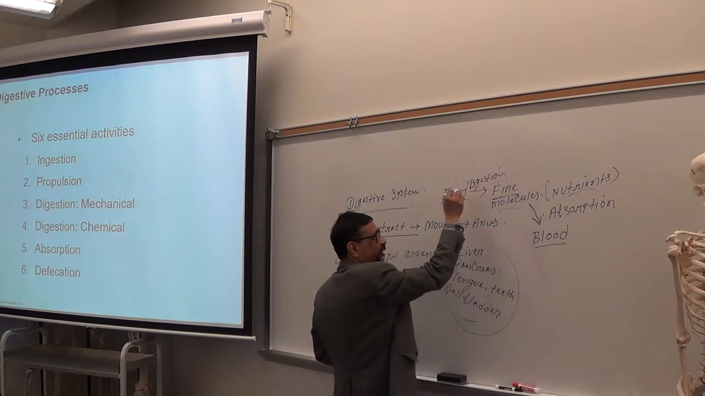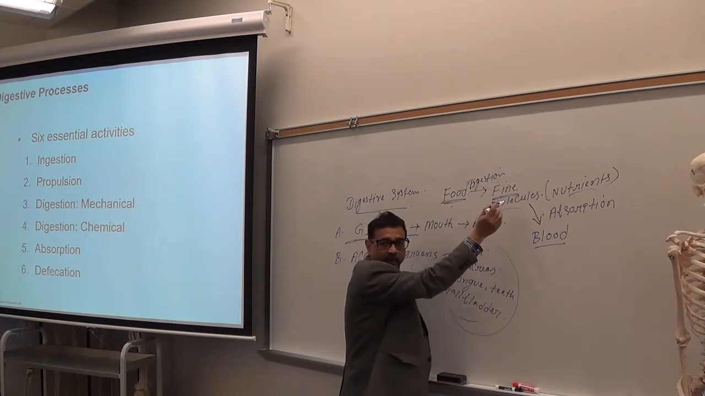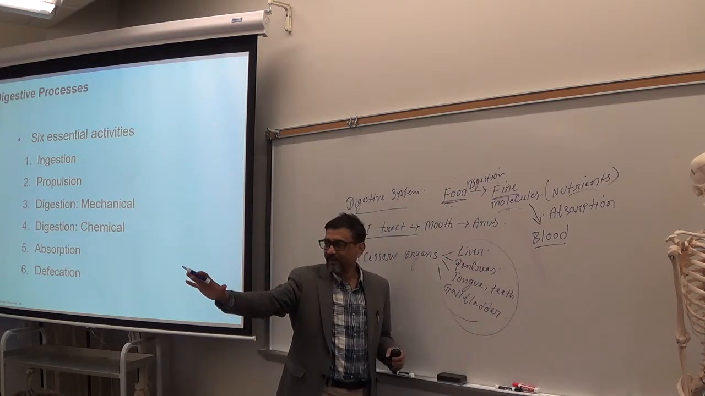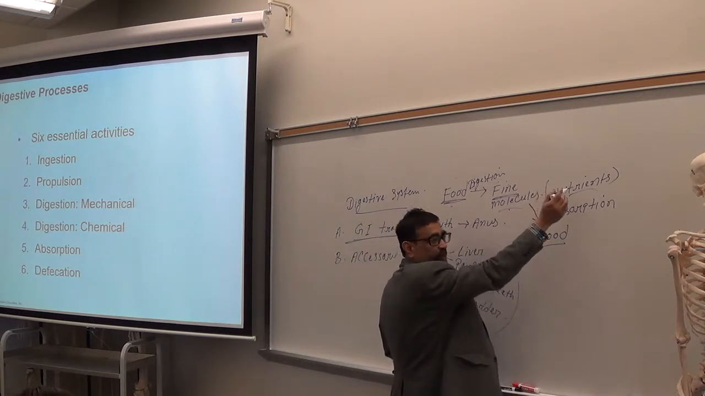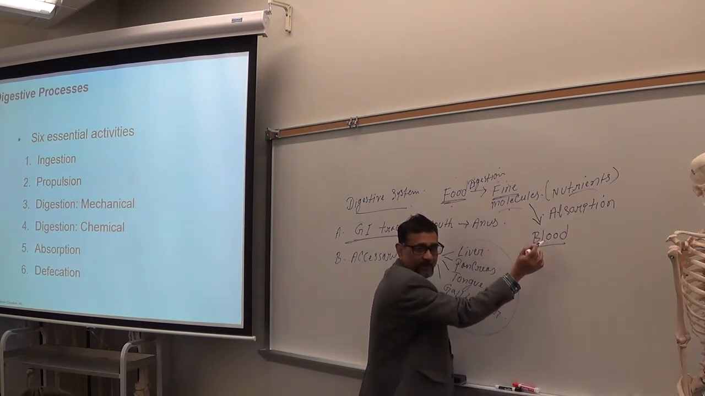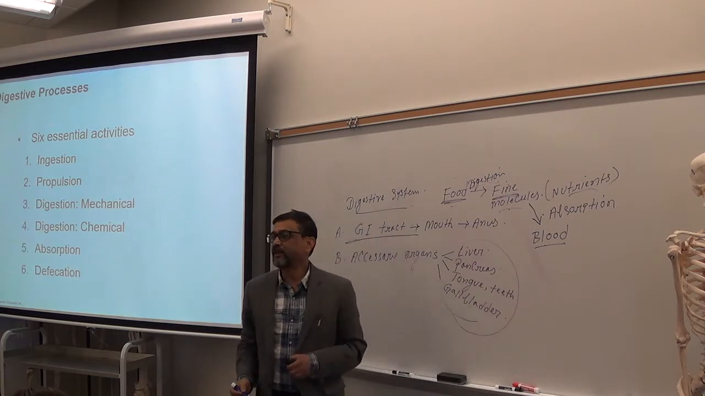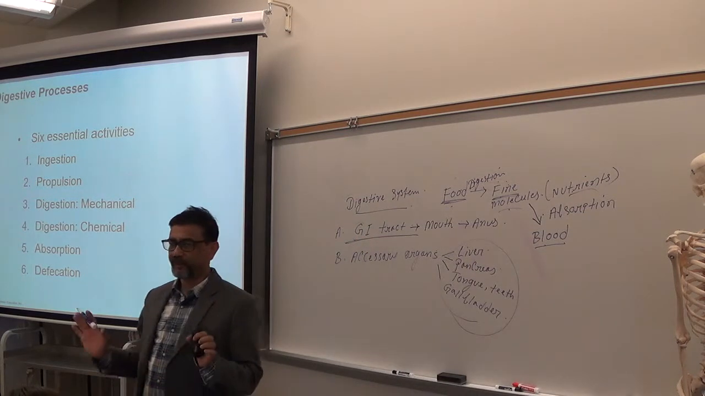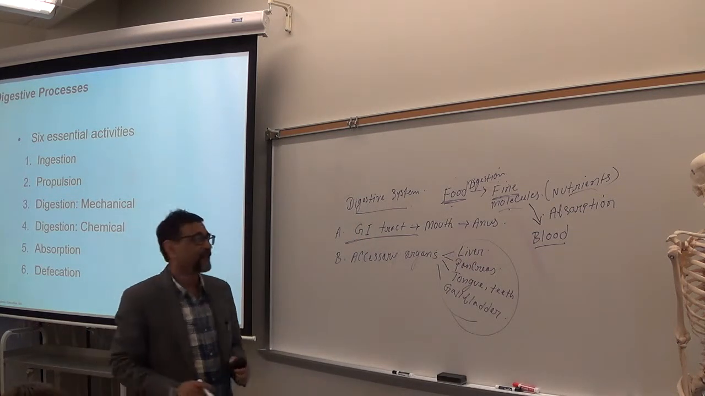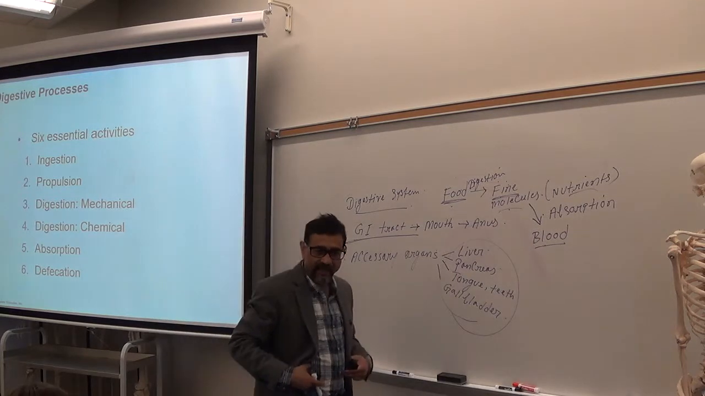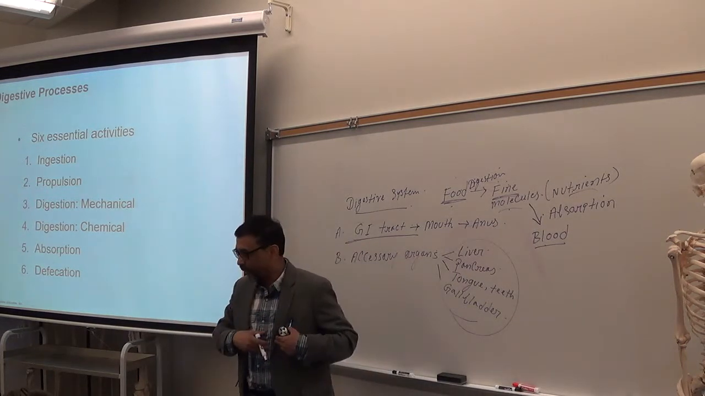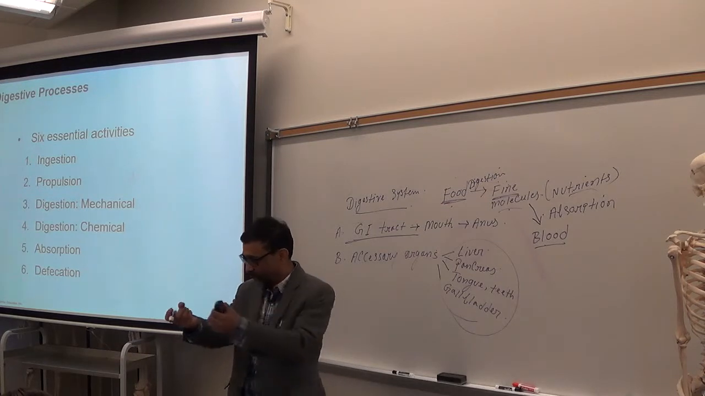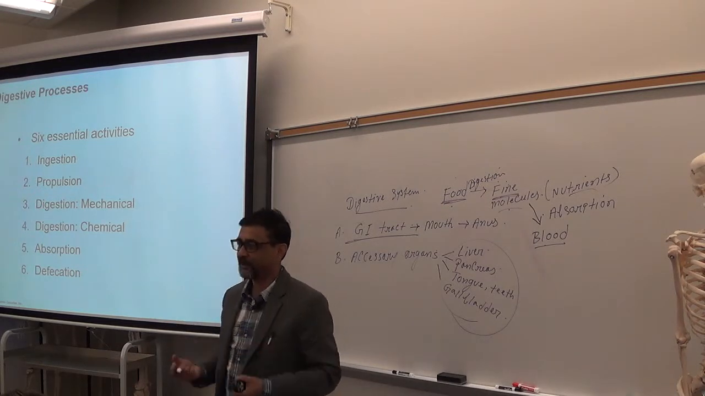So by digestion, what happens? Food becomes fine food molecules or nutrients. Is it clear? And then the fine food molecules or nutrients are taken where? Into the blood. That is called absorption. Is it clear? So absorption mostly occurs in the intestine, right? Digestion in the mouth, stomach. And then fine molecules are taken into the blood in the intestinal wall.